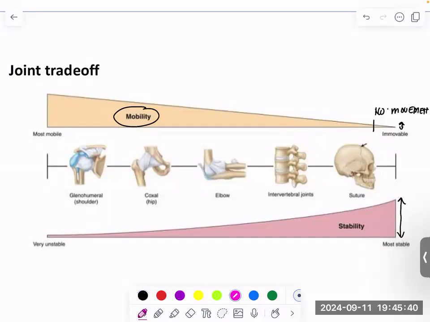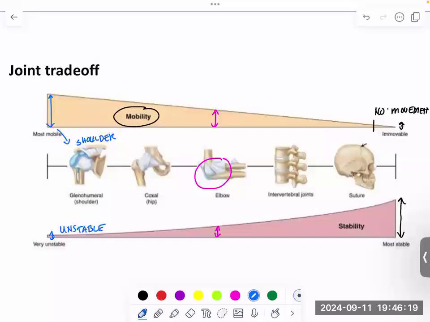Then you get to the ones that have some movement, like the elbow, which has a lot of movement. So that one has a lot of mobility, lower stability. One of the ones that is the least stable is the one that moves the most. One of your joints that moves the most is your shoulder joint. Your shoulder joint is going to be prone to injury. Why? Because it's very unstable.